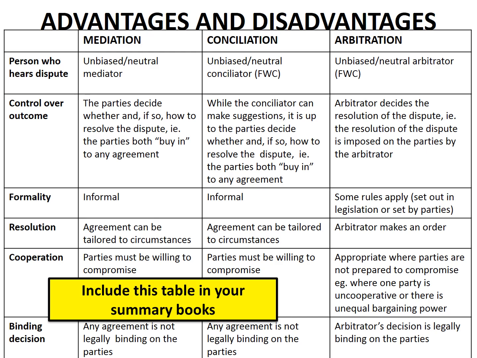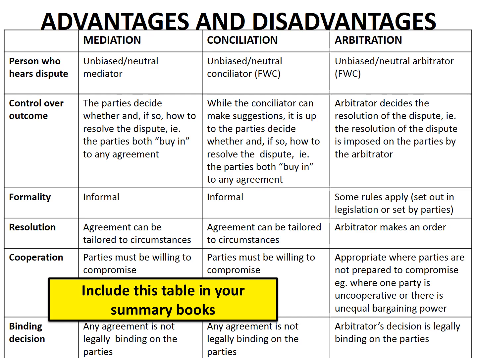On the other hand, in an arbitration, the dispute is resolved through the arbitrator making an order. It's up to the arbitrator what order they might make, but typically that order is not one that can be particularly tailored to the circumstances of the dispute or the circumstances of the business. It's a bit more of a blunt instrument than an agreement arising out of a mediation or conciliation.